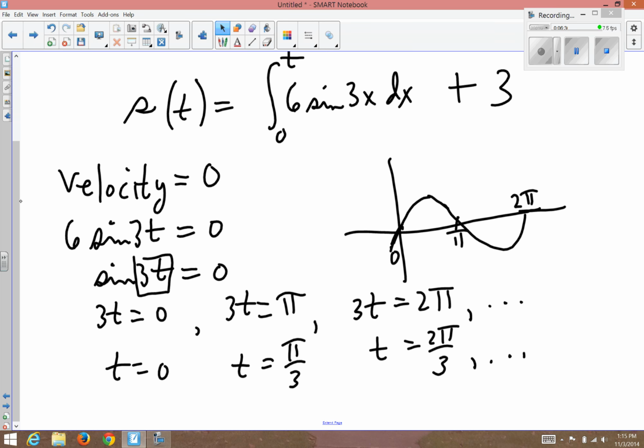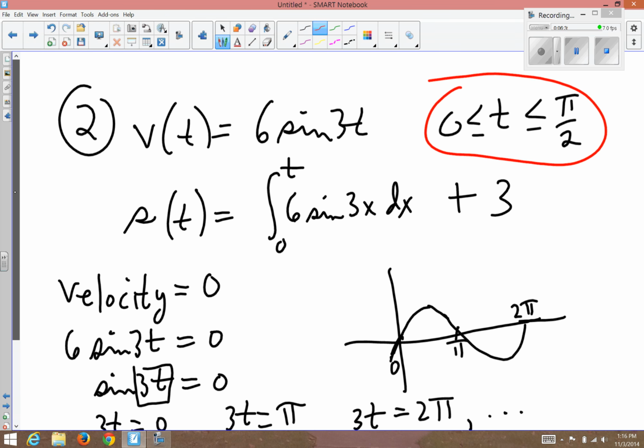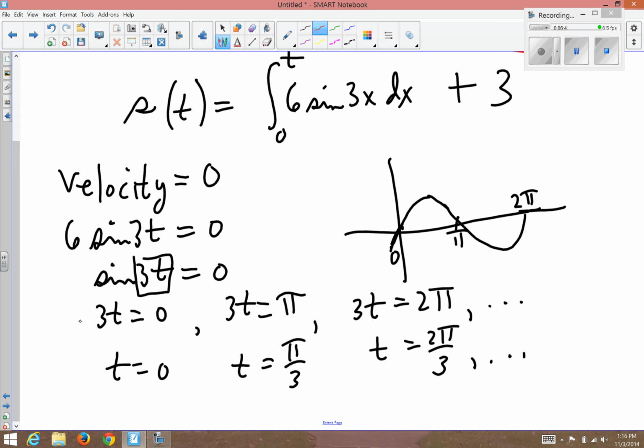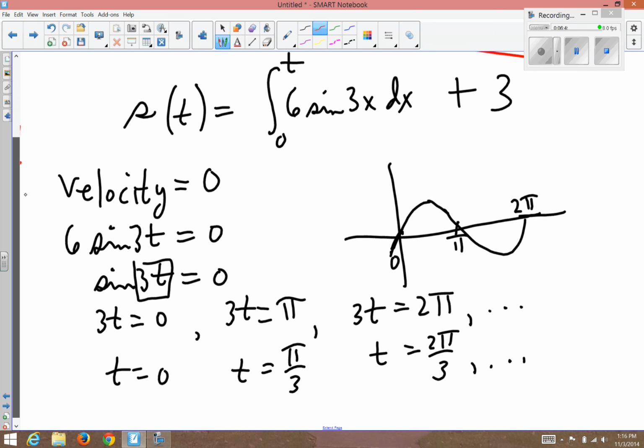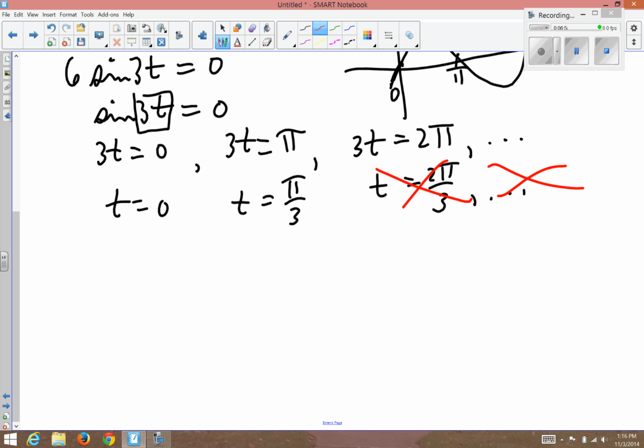etc. But I only care about values of t between 0 and pi over 2. So any t values before 0, not interested in. Any t value after pi over 2, so this one and all the rest we don't care about. We don't care about any value of t bigger than pi over 2. So time to make a table. We're going to make a t column and the position.